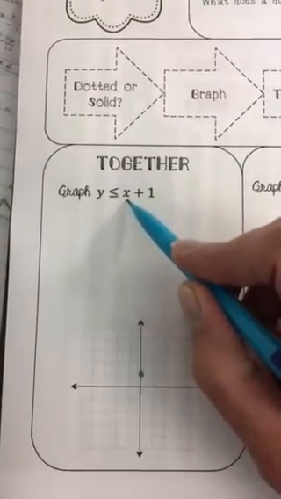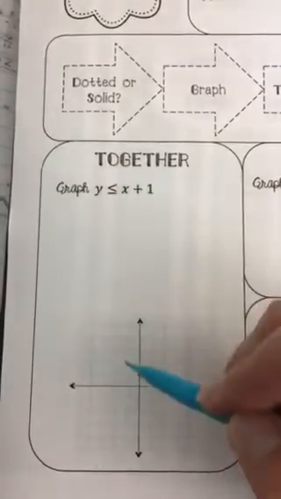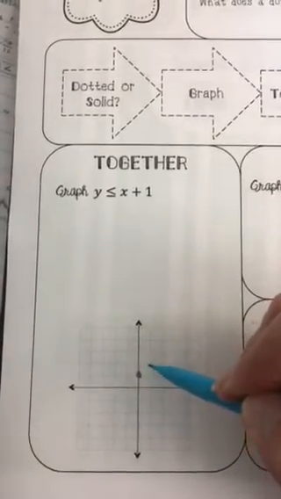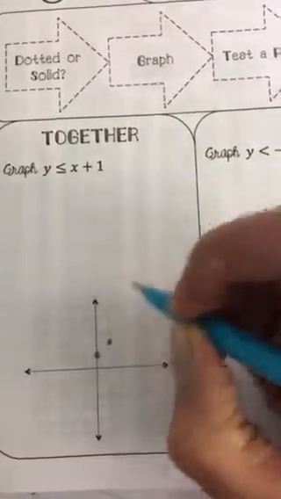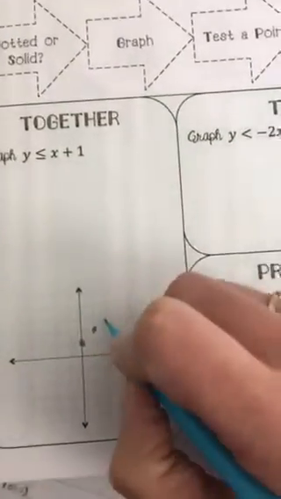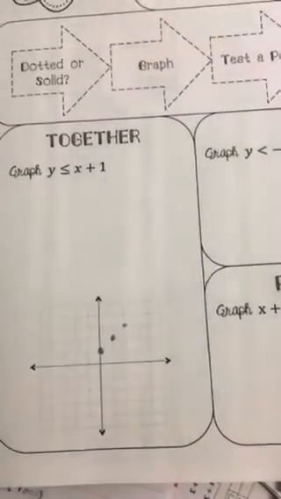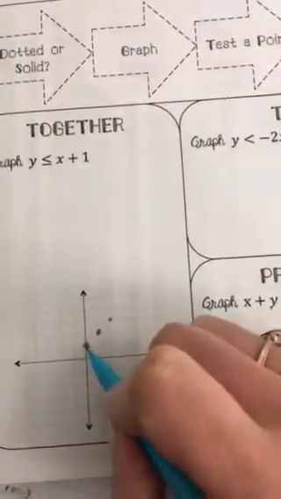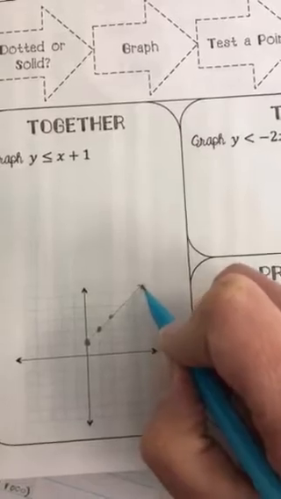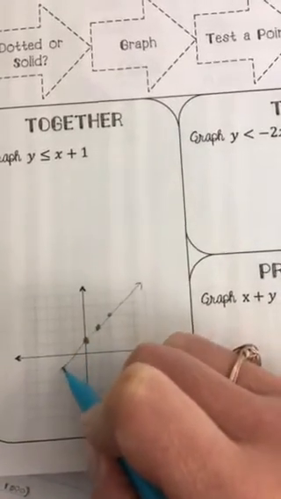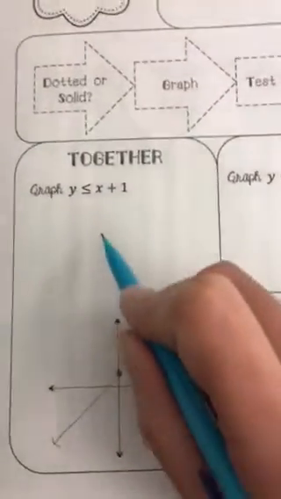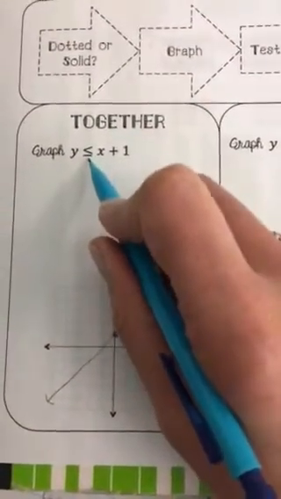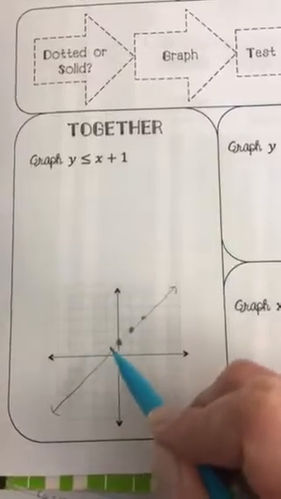And this is telling us we have a slope of 1 over 1. So from our y-intercept, we're going to rise up 1 and go over 1. And so then we can draw our line. So since this is less than or equal to, we're going to have a solid line.